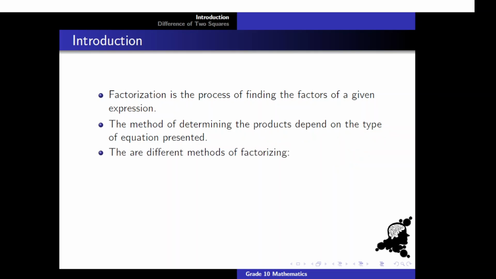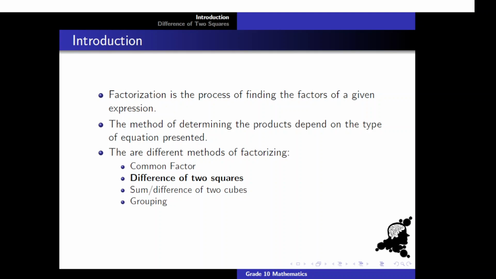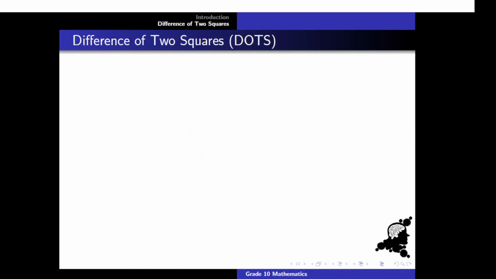So we said there's different methods of factorizing. We've done the common factor yesterday, or in the previous video. Today we'll have a look at the difference of two squares. We also have the sum and difference of two cubes, which we'll present in another video. Grouping will also be in another video. The trinomial we will also cover in another video. So let's get into what the difference of two squares is.